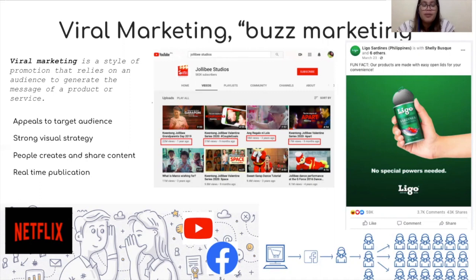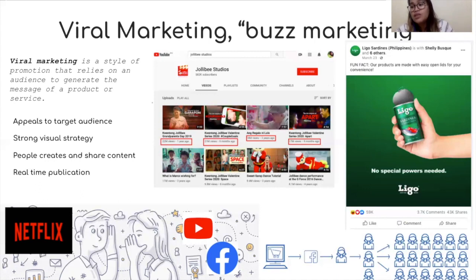Perhaps another example would be Netflix. Right now, they are including top movies on their dashboard, to help viewers check what's the latest and what are the most watched movies. So that's how viral marketing works.